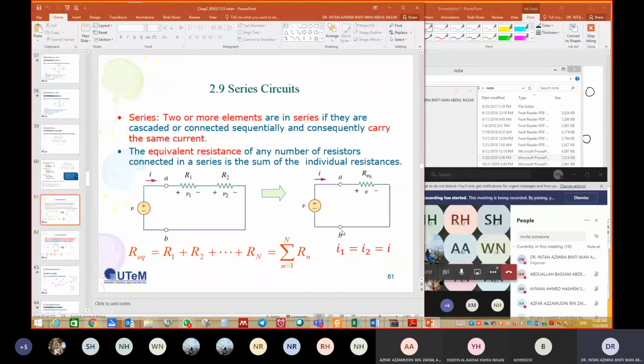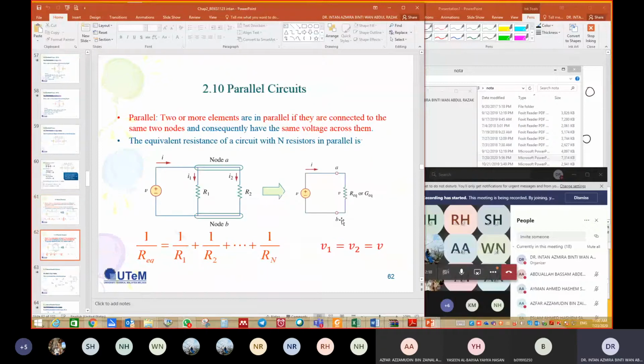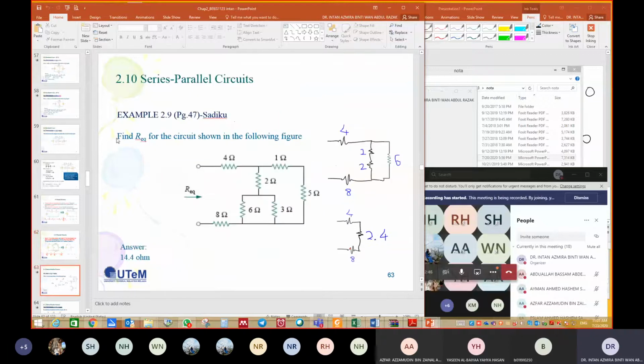KVL. Okay. Now we go to series and parallel circuits. For a parallel circuit, both ends of the resistors are connected. R1 and R2 are said to be parallel when both ends of the resistors are connected together. R1 and R2 are connected here, and the other ends are connected together. Okay. So find R equivalent for this circuit.